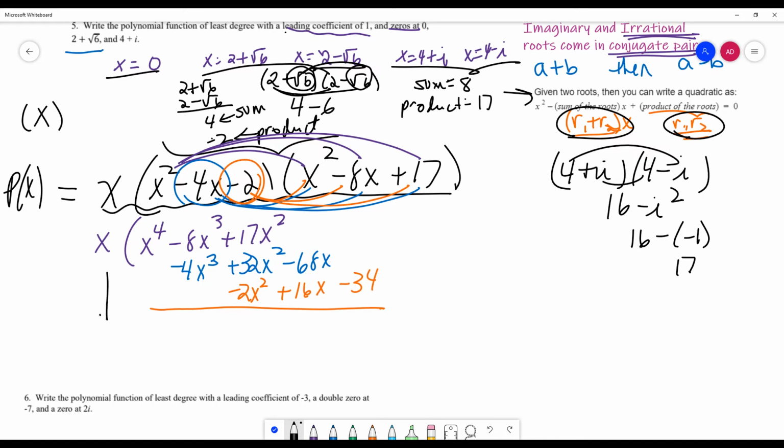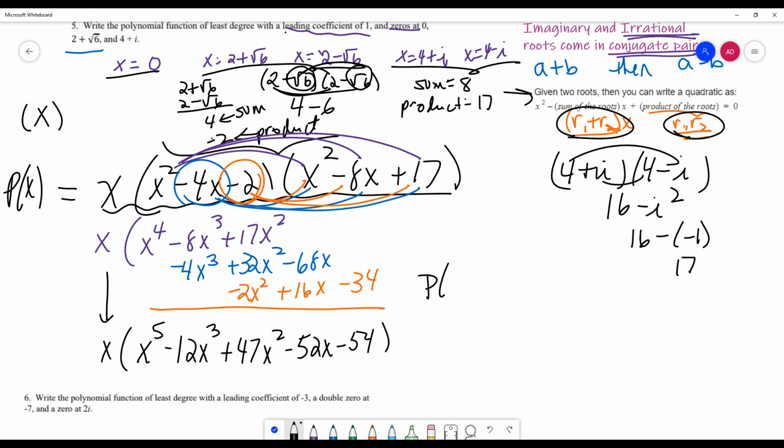And remember, my x is just chilling. He's like, dude, I'm still here, right? So now when I add up all these guys, I get x to the 5th minus 12x cubed. Then I have a 17 plus 32 minus 2, which should be, I think, 47. Then I have a negative 68x and a positive 16x, which is a negative 52x minus 54. And then, of course, my x gets distributed.